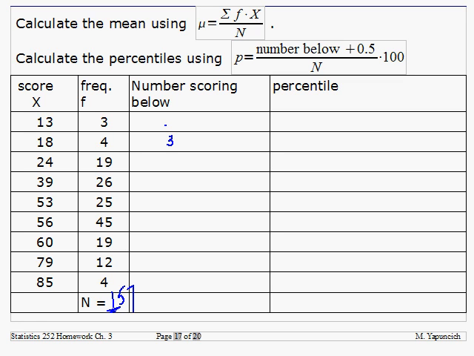Right, the number below here is 3, the number below here is 7, and you just keep adding up like that. Number below, you would add the 3 and the 4 and the 19, you get 26, which looks like the same number there, but it isn't. Then to that 26 you'd add another 26, which would give you 52. Adding a 25, you get 75, and you continue like that. There's no total here. Actually, the last number will be all the numbers except the last one. So this is the total number scoring below the particular value you're looking at.